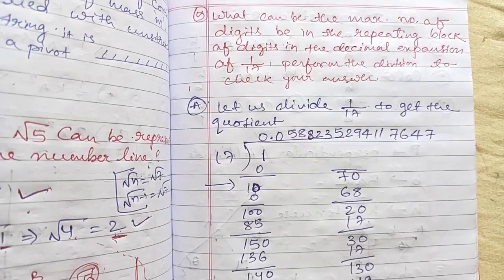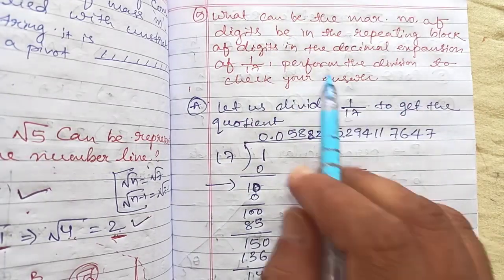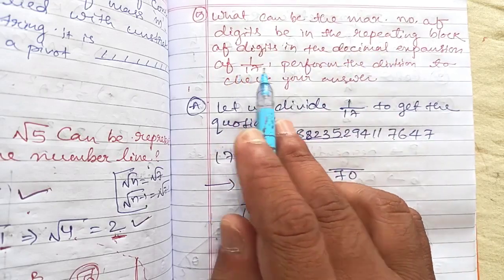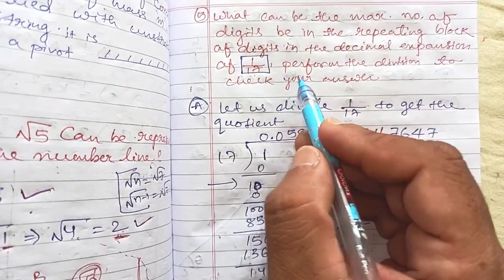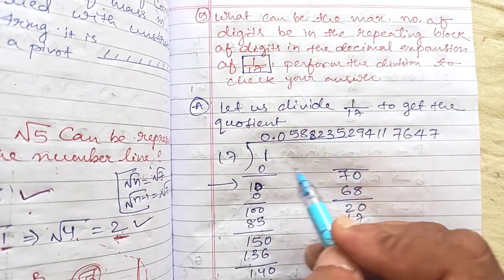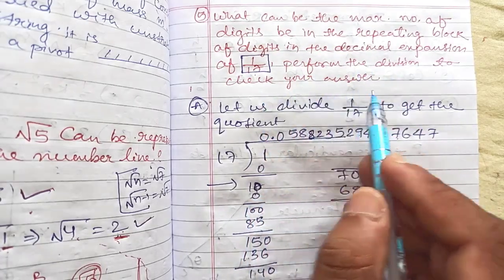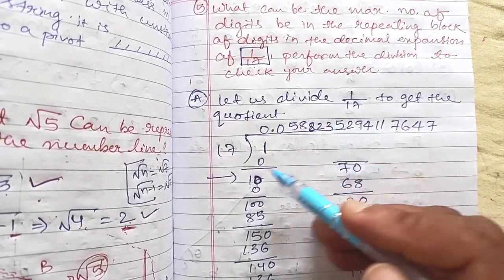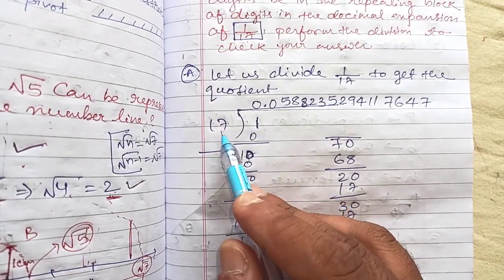Okay, next, number 5. In question number 5 it is given: what can be the maximum number of digits in the repeating block of digits in the decimal expansion of 1 by 17? We have to divide 1 by 17 and check how many decimal places we get after dividing, and at which place it will repeat. Perform the division to check your answer. By the division method we have to check how long until we get the same value again. I have divided 1 by 17.